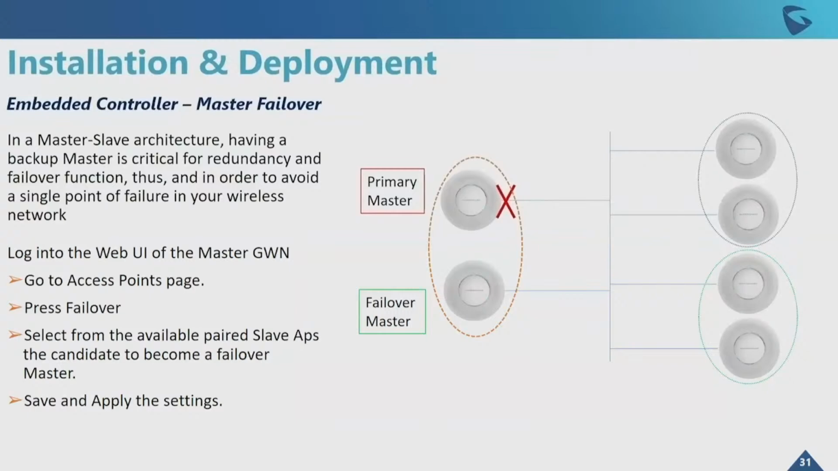Okay, and it's actually very, very easy to set a failover master. The GCP will cover the actual steps, but you just go to the access points page, press the failover button, select one of the available access points, and hit save and apply, and now you have a failover master.